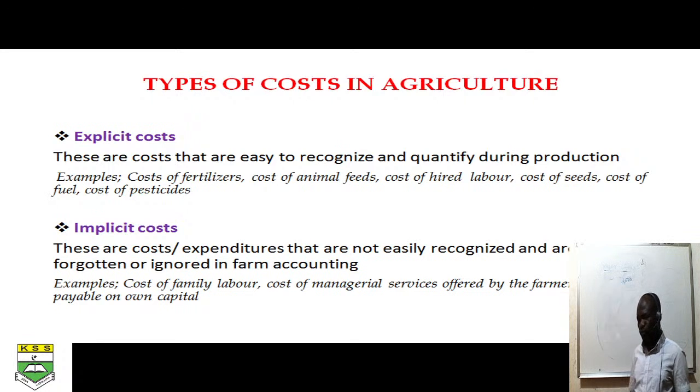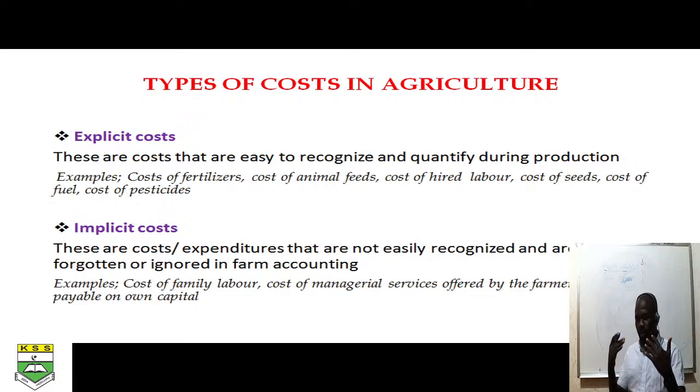Now the second type of costs are what we call the implicit costs. These implicit costs are not easily recognized. Explicit is recognized. Implicit, not easily recognized. Now you may be wondering which type of costs these are. Take an example. I know you're on holiday. Some of you help your parents, maybe in the garden or in the shop in town.